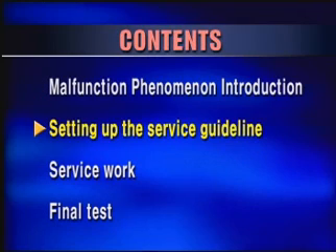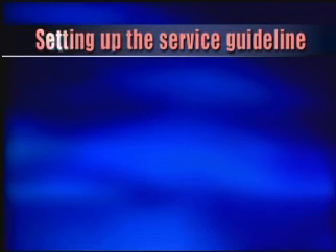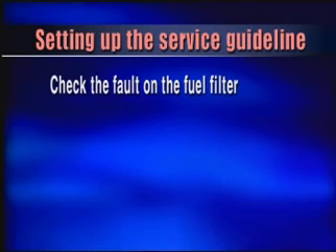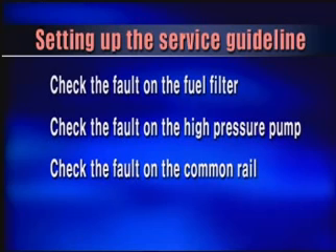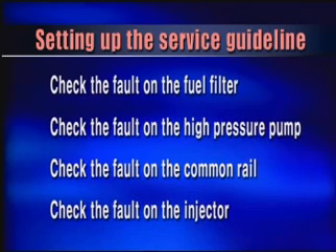Setting up the service guideline. Next, I will explain how to check the guideline using the caption. As the fault codes mentioned above are output, first check the fault on the fuel filter. Second, check the high pressure pump as well as the MPROP, which is a kind of fuel control valve in the high pressure pump. Third, check the fault on the common rail and the RPS, the fuel pressure sensor installed in the common rail. And last, check the overall condition of the injector, for example, the injector's air tightness, among others.